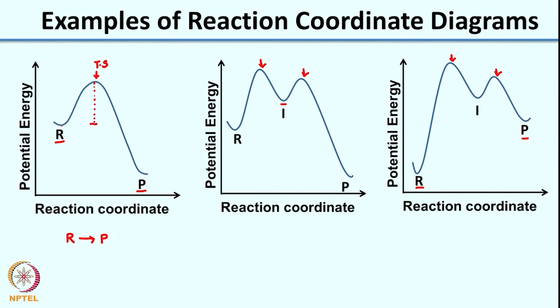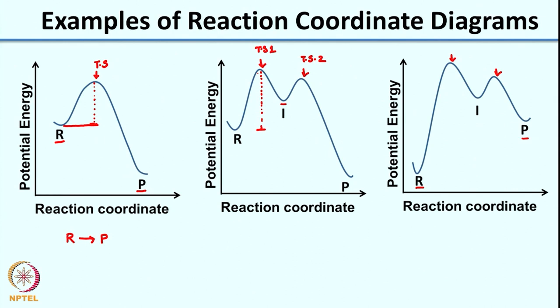So, this is the energy of the reactant. By a dotted line, you can look at the energy difference between the reactant and the transition state. In this case, you have two transition states, transition state 1 and transition state 2, and this is your reactant energy. So, we have drawn the energy with respect to the reactant.